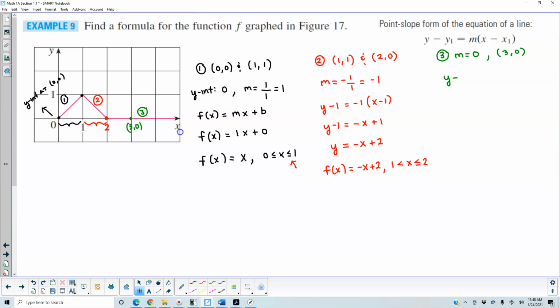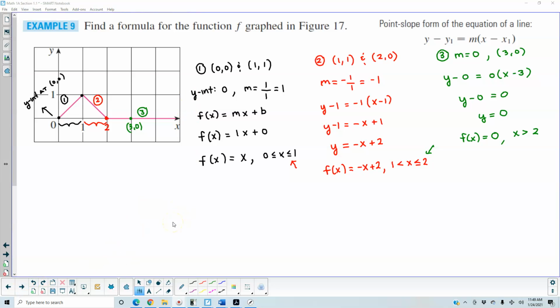We have y minus 0 equals 0 times x minus 3. Well, then we get y minus 0, which is 0, and therefore y is going to equal 0. So f of x is going to equal 0, and therefore that's our third equation. Now, what's happening here is that it's starting at 2, but we can't include 2 because we've included it in the second equation. So all the values of x have to be greater than 2 for that function.